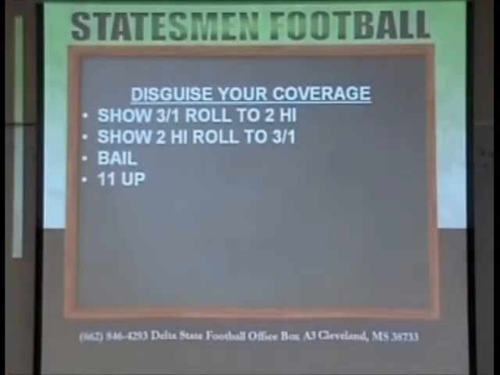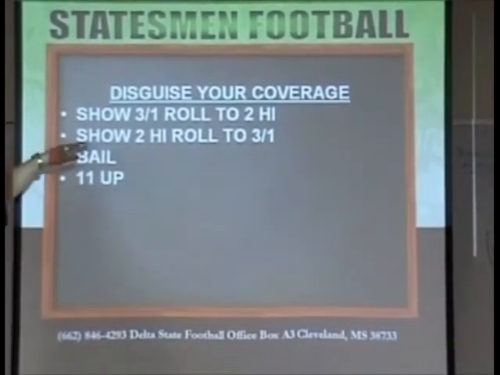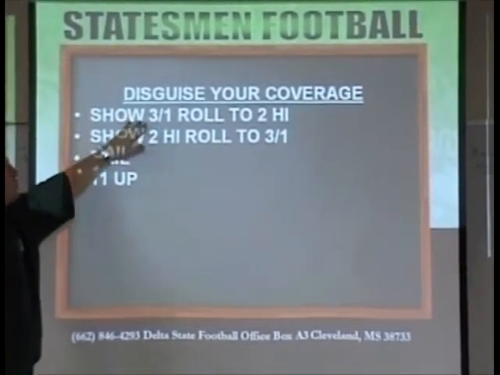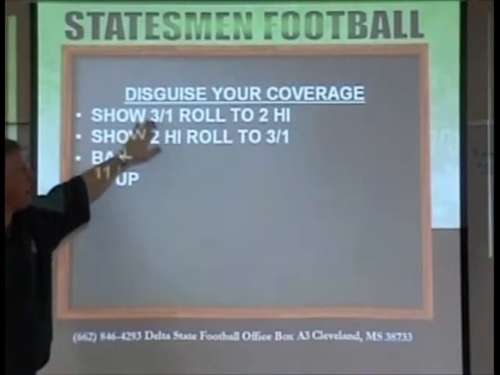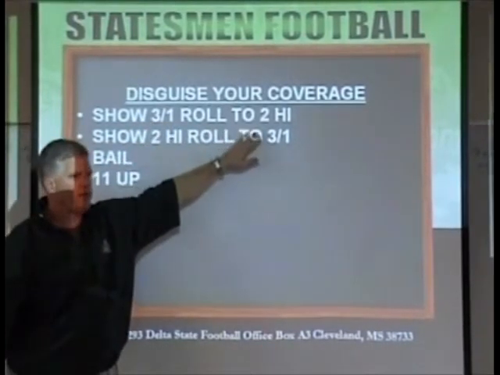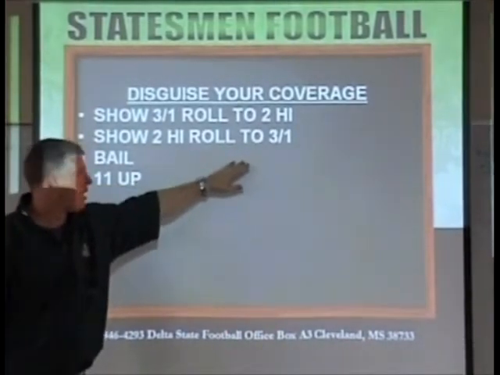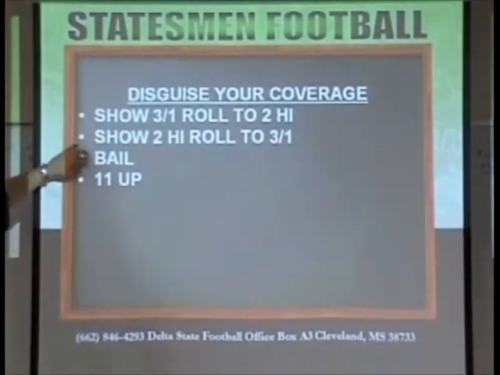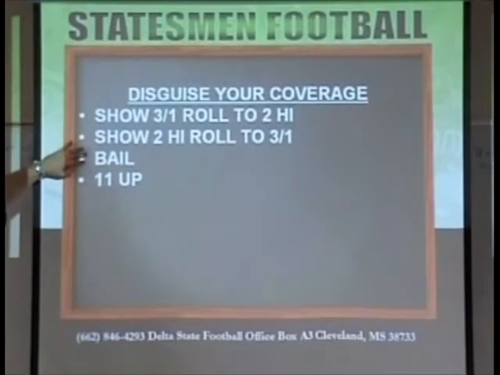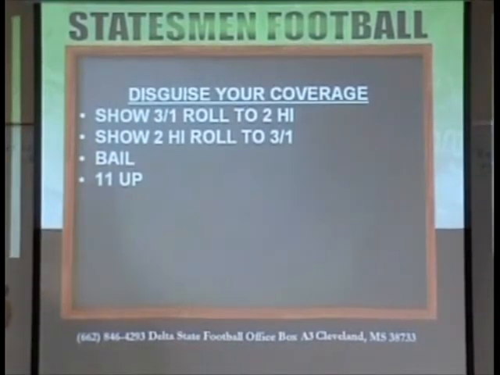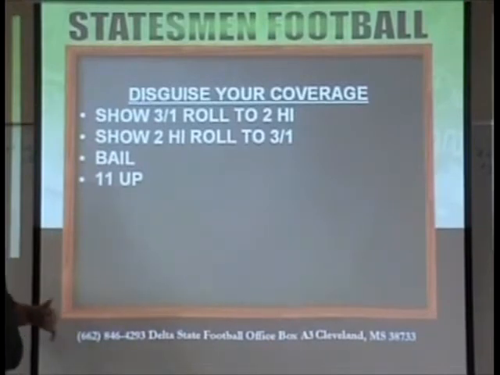All right, so we talked a little earlier about disguising our coverage. Again, basic things. We want to show 3 or 1, right? We're showing 1 high, and we want to roll to 2 high. Or we're going to show 2 high, and we're going to roll to 1 high. And the other thing we're going to do in our disguise is bail to coverage. We're going to bail to 3. Show and press, we're going to bail to 3.